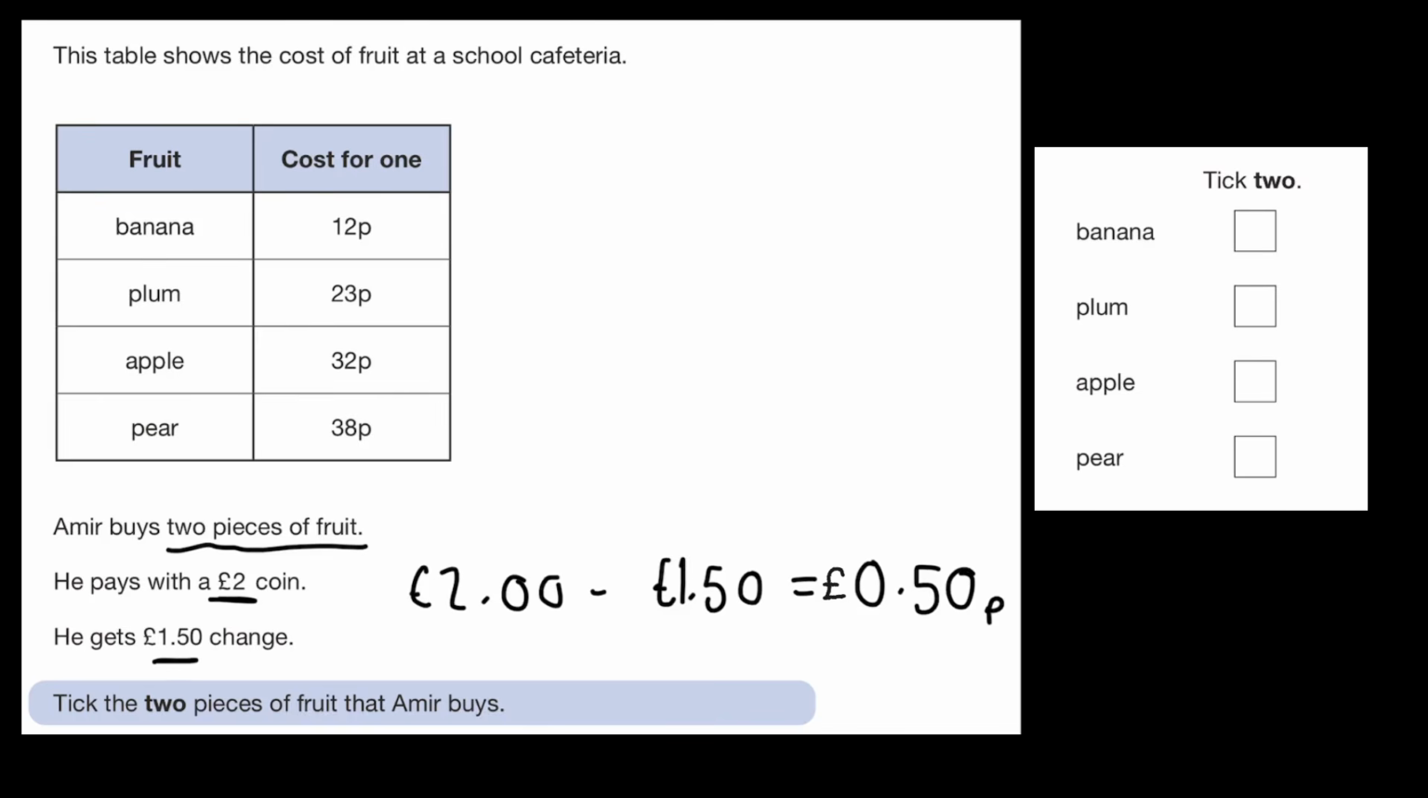Thinking about our number bonds to 10, I can see that pears are 38p and bananas are 12p, and I know that 8 plus 2 is 10, and 30 plus 10 is 40. So 40 plus 10 is equal to 50. So therefore he must have bought 1 banana and 1 pear.